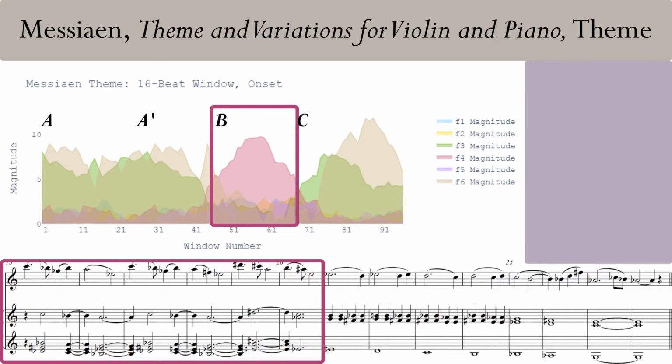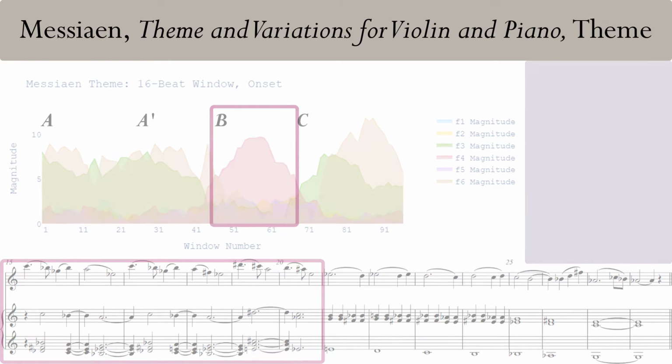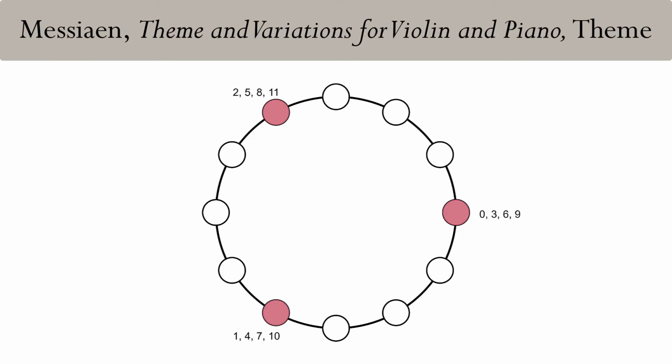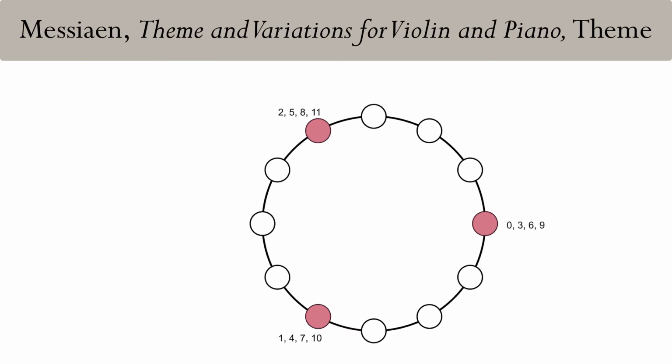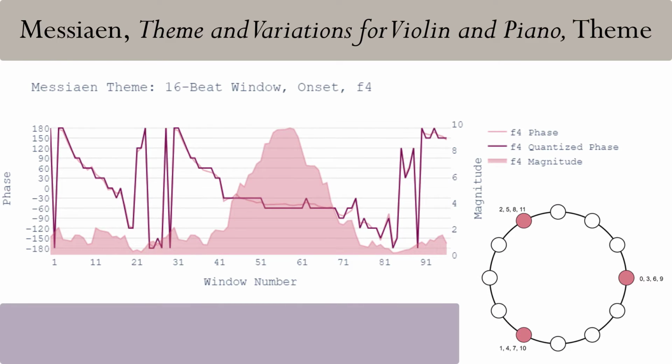We'll start by looking at the B section of the theme, where the F4 component dominates. The F4 component is associated with the interval class 3 cycles and the sound of octatonicity. Just like we did with the F5 component in the Mozart, we'll extract the magnitude of the F4 component and overlay the phase and quantized phase.